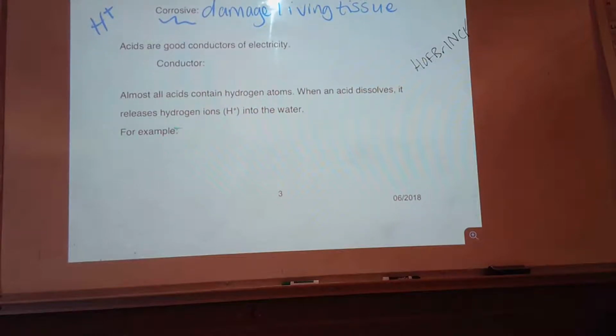Okay, so we know they're corrosive and they're also good conductors. If you're a conductor, that means you can pretty much allow electricity to flow through.